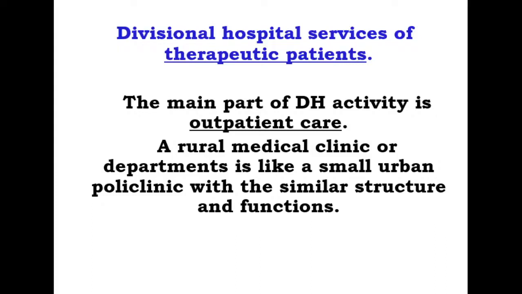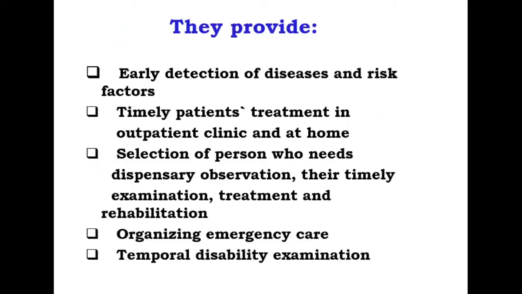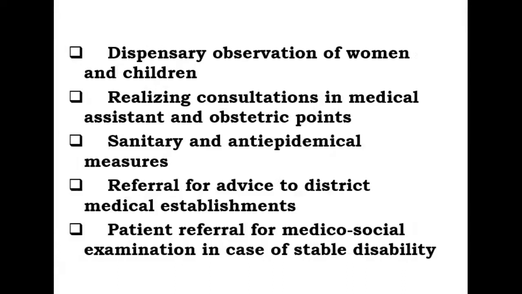The main part of the division hospital's activity is the outpatient center. The rural medical clinic or department is like a small urban polyclinic with a similar structure and function. They provide early detection of disease and risk factors, timely patient treatment in the outpatient clinic and at home, select persons who need dispensary observation, their timely examination, treatment, and rehabilitation, organization of emergency care, temporal disability examination, dispensary observation of women and children, consultation in medical assistant and obstetric points, sanitary and anti-epidemic measures, referral for advice to district medical establishments, and patient referral for medical-social examination in cases of stable disability.